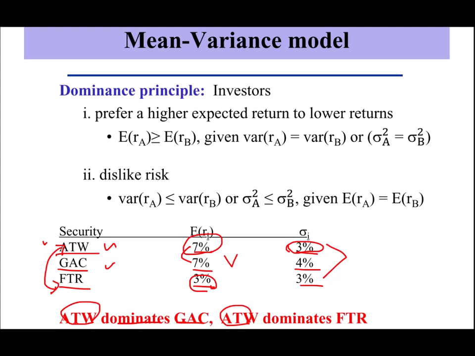Formally, it says that investors prefer a higher expected return to lower returns given the same variance or same standard deviation. Now, investors dislike risk. So they prefer a stock with low variance and low standard deviation given the means are the same across 2 different stocks. So we just apply that principle to choose ATW as the best one.